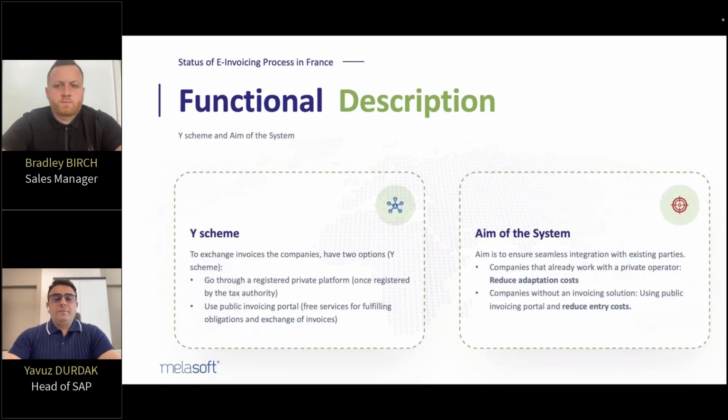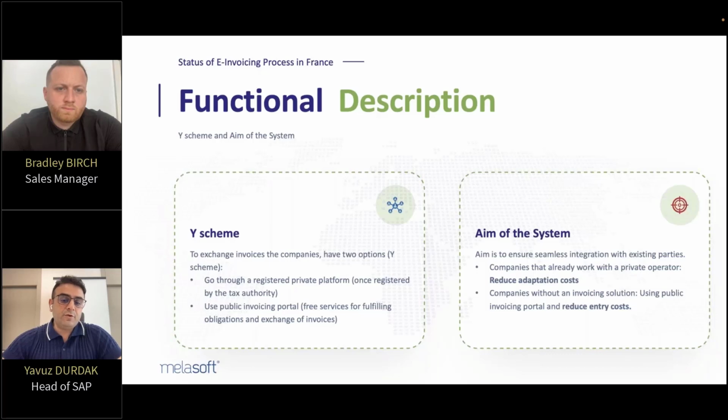Now, let's move on to the functional side of the process. In France, a Y scheme is used in the e-invoicing and e-reporting process. What does it mean? The Y scheme is used to exchange invoices. The companies have two options in France. They can use the government platform, or they can use registered private platforms. So they have two options.